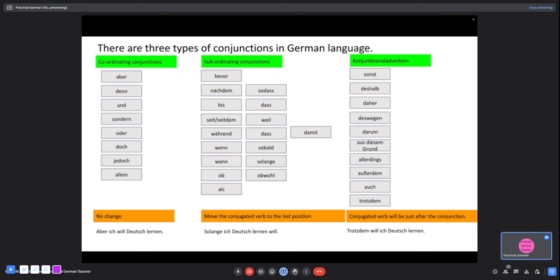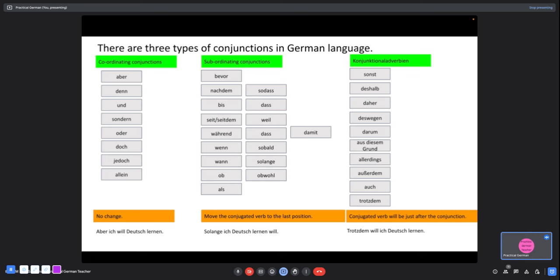Let's say I take so lange from this category. Normally the sentence would have been so lange ich will Deutsch lernen, but because you use so lange, you will have to take will, which was supposed to be here, and push it to the last position. That's all. Again, lernen was already there. That's what I mean.